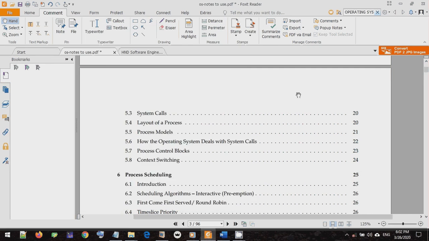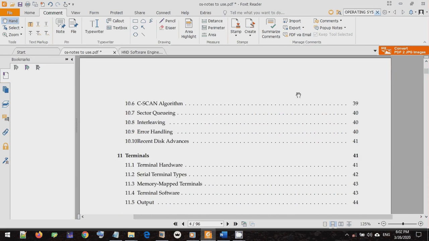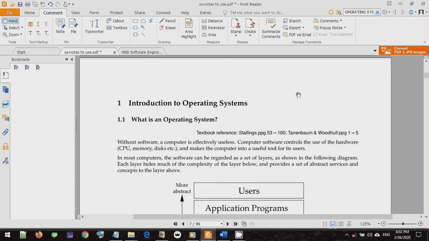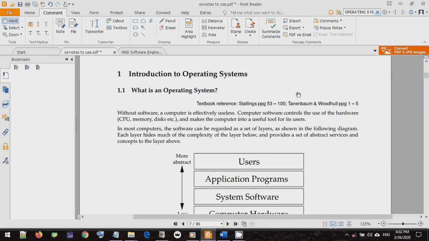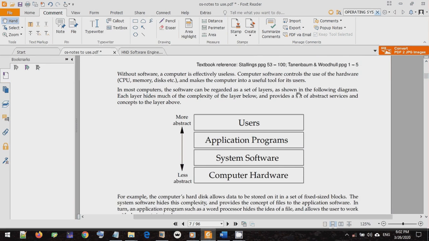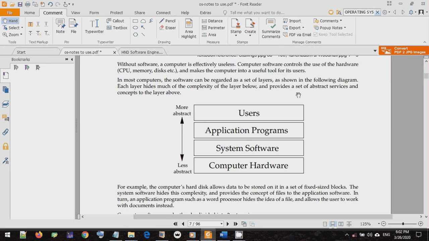What is an operating system? Before getting to the definition of an operating system, it is important for you to note that the system of a computer is organized in the form of layers, where the very first or underlying layer is the hardware. Then we have system software, application software, and users. You should understand that each of these layers provides an abstraction for the layer that is just beneath it.